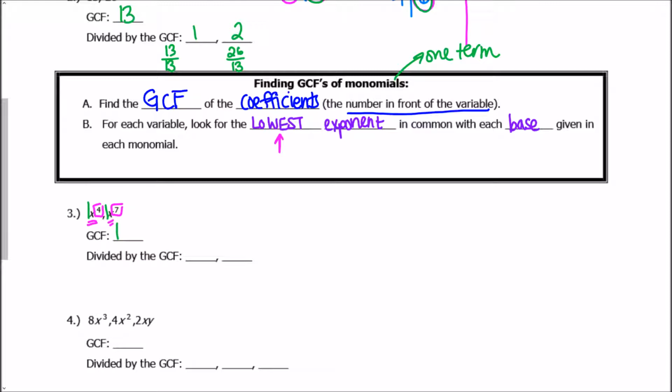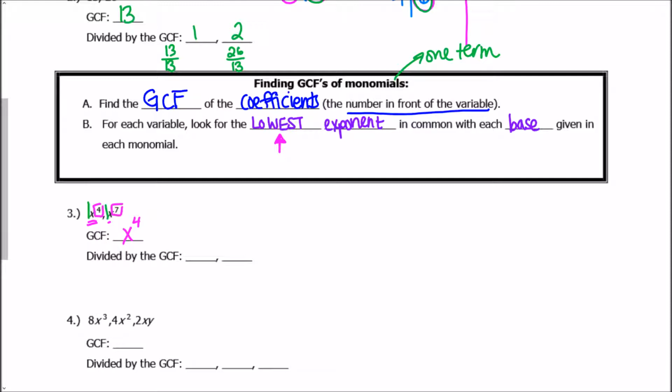And like the video said, we're looking for the lowest exponent. So the smallest number between 4 and 7 is 4. So this means that the GCF is going to be 1x to the power of 4. Now the 1 is not necessary. We can just say it's x to the power of 4. If I can't divide by my GCF, then it's not a common factor at all.